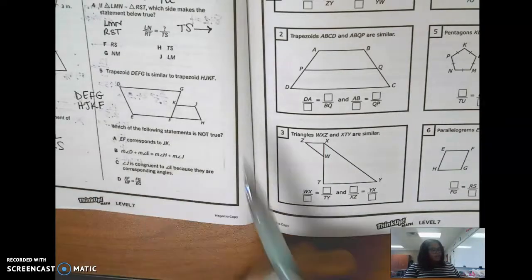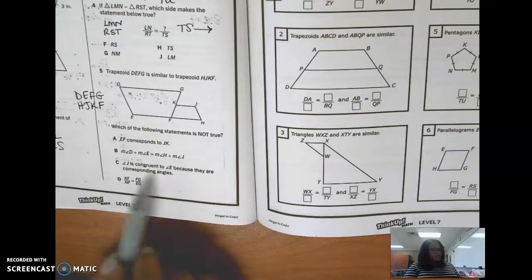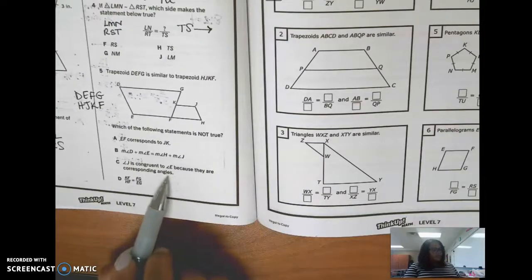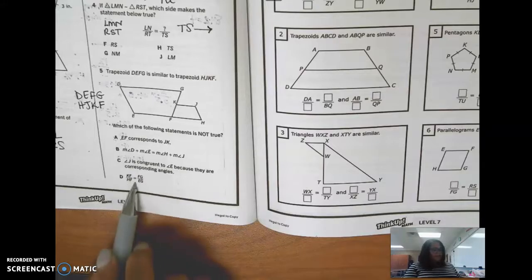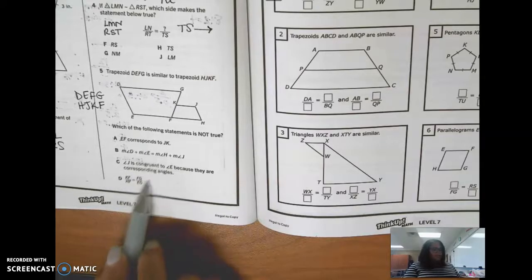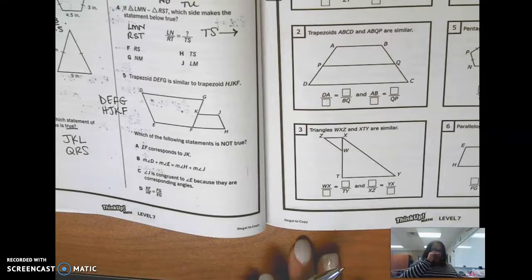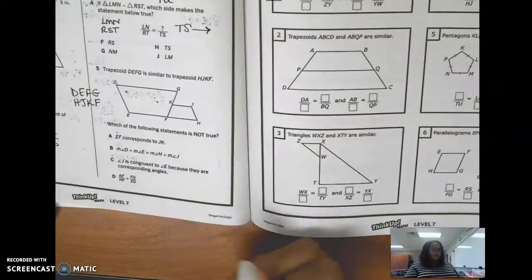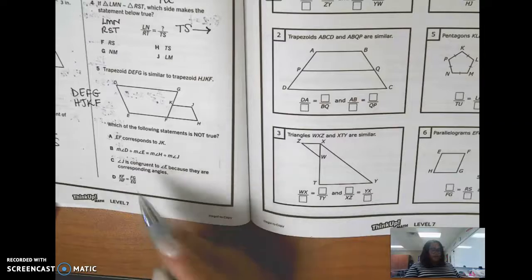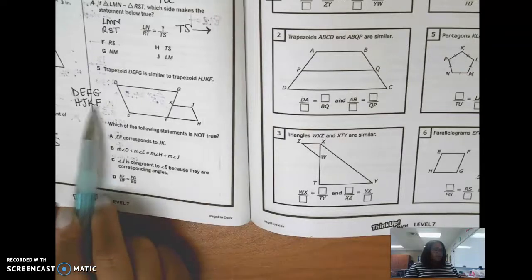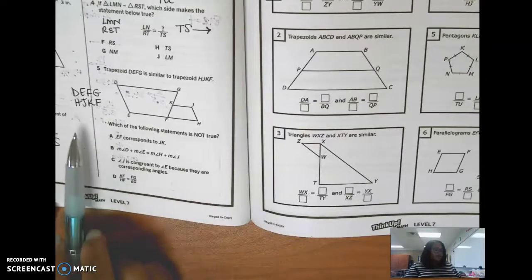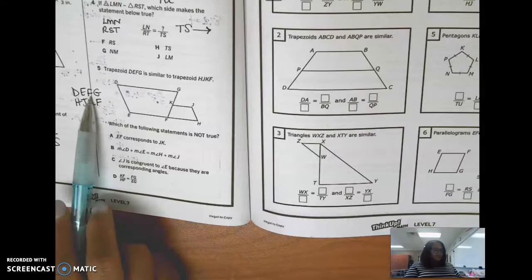DE, HJ. J is congruent to E because they are corresponding angles. Make sure that they match according to the letters that I wrote up here. KF, HF is congruent to EG, or FG, EG. Okay. So you've got to see which one of those is not true. Make sure to follow along with your corresponding letters and angles. So KF, HF, FG, EG.